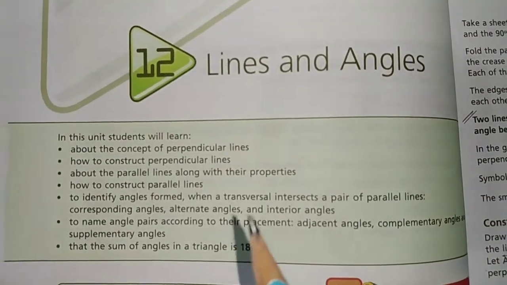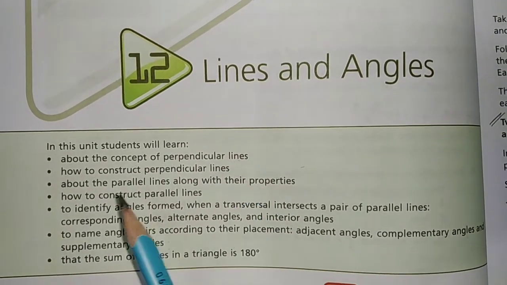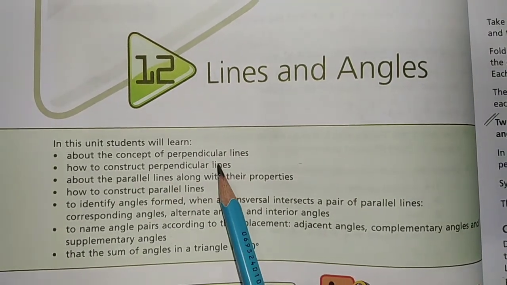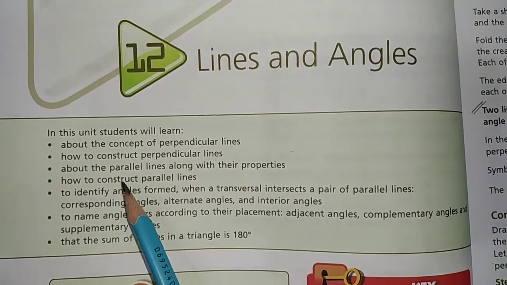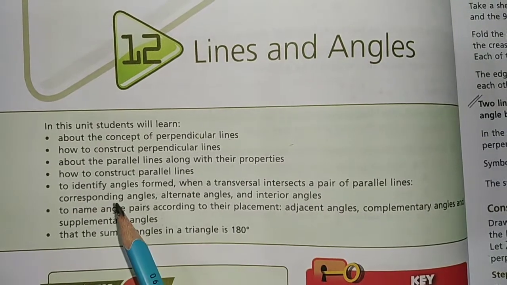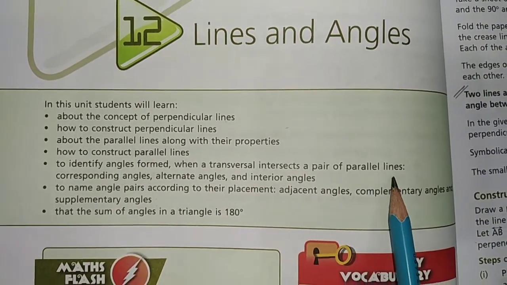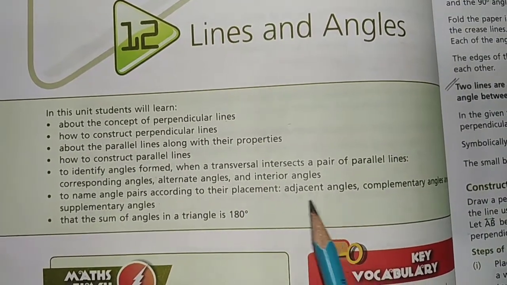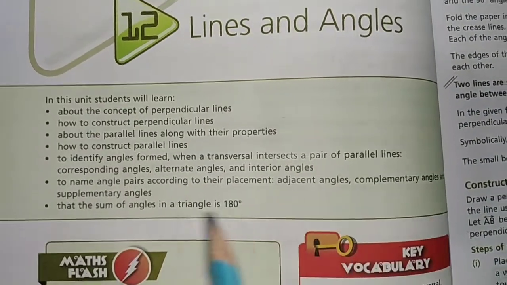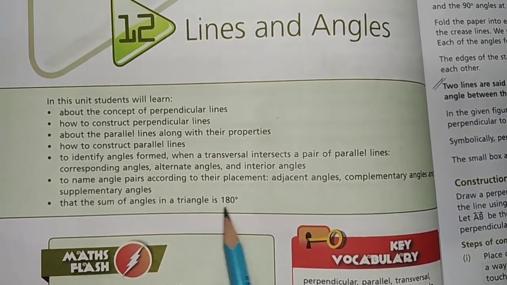So students, in this unit you will learn about the concept of perpendicular lines, how to construct perpendicular lines, about the parallel lines along with their properties, how to construct parallel lines, to identify angles formed when a transversal intersects a pair of parallel lines, to name angle pairs according to their placement like adjacent angles, complementary angles and supplementary angles. Sum of angles in a triangle is 180.